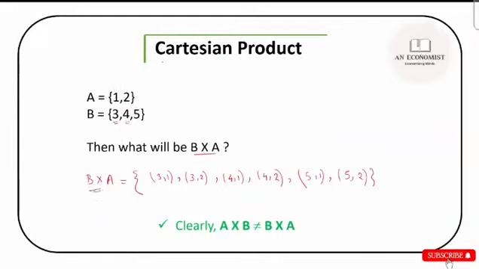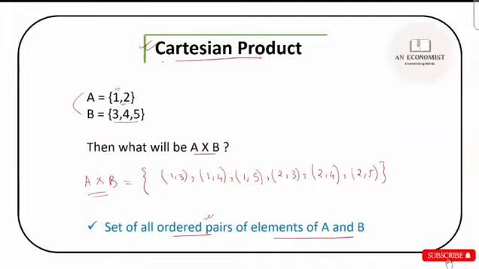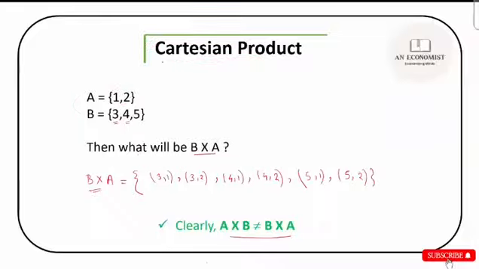Now if you notice, A cross B is not equal to B cross A, which is quite intuitive, because in the A cross B case you are taking the first element as the set of elements of A, right? And here in B cross A you are considering the first elements to be the set of elements of B. So clearly A cross B is not equal to B cross A.